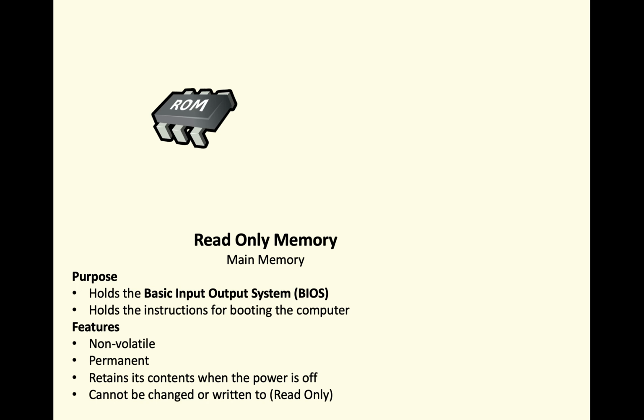So when I press the power button, I need to get all the instructions for how the computer switches on from ROM. Even though it's main memory, it is non-volatile, permanent, and it retains its contents when the power is off, which is really important because if my computer switched off, I don't want it to forget how to switch on again. So the contents are saved.